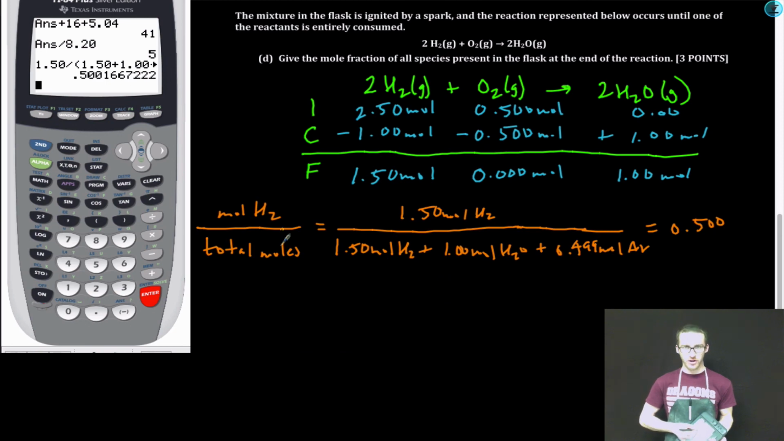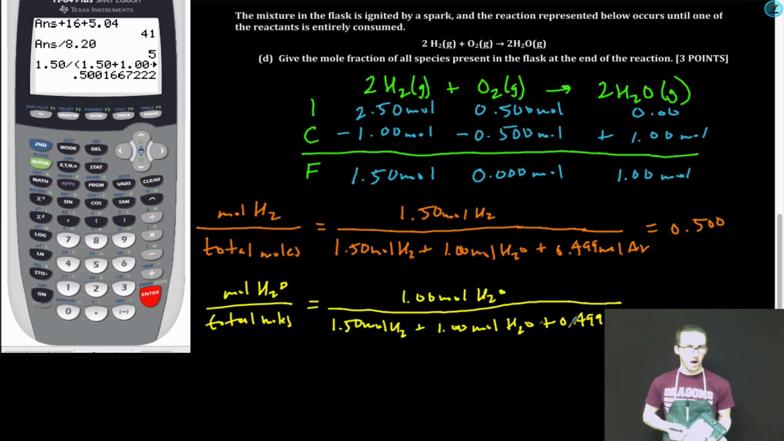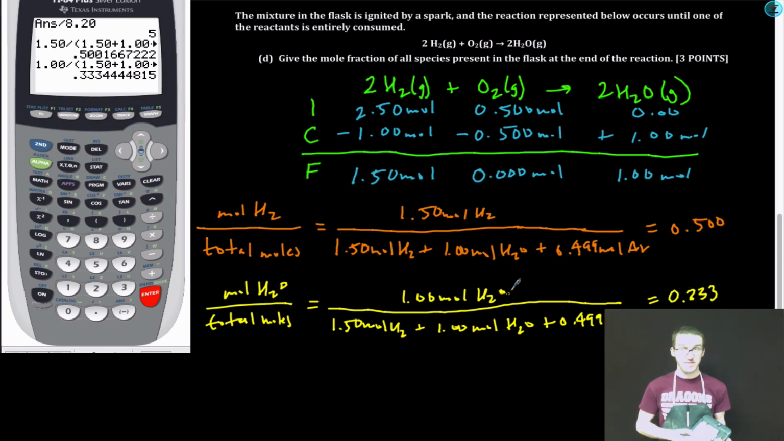But let's do water. We've got 1 mole of water vapor over total moles. Boom. Jump to your calculator. 1.00 divided by parentheses 1.50 plus 1.00 plus 0.499. Close parentheses. Our mole fraction for water vapor, 0.333. Makes sense because there's a fewer number of moles of water vapor than there is hydrogen. So the mole fraction of water vapor is going to be less than the mole fraction of hydrogen.